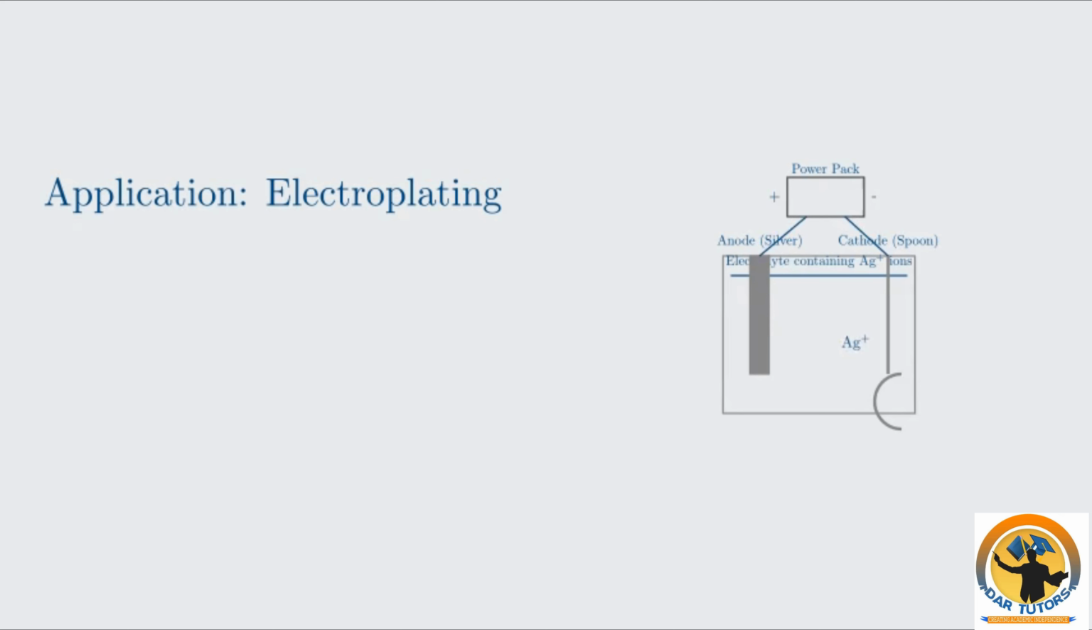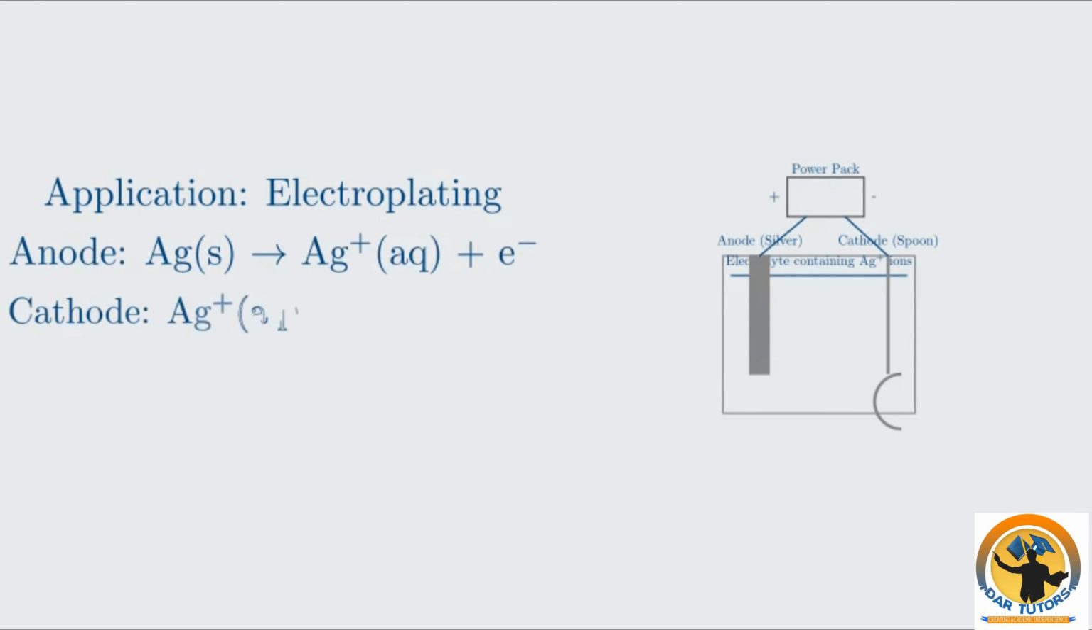Let's look at the reactions. At the anode, the silver rod oxidizes, dissolving into the solution as silver ions. These ions then migrate to the cathode, the spoon, where they are reduced back to solid silver metal, forming a coating. The anode half reaction is silver metal forming silver ions and an electron. The cathode half reaction is a silver ion gaining an electron to form solid silver.